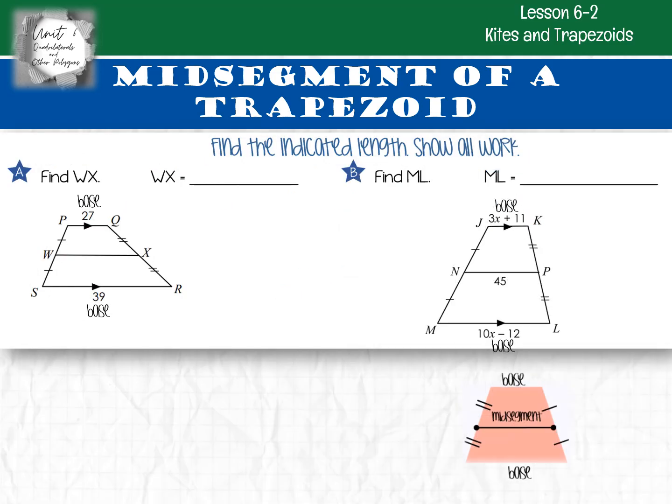Midsegment of a trapezoid. Find the indicated length. Show our work. Find the length of segment WX, which is, of course, the midsegment there. The midsegment is the average of the bases. So add the two base lengths and divide by 2. So 27 plus 39 divided by 2. 66 divided by 2. The length of our midsegment is 33.